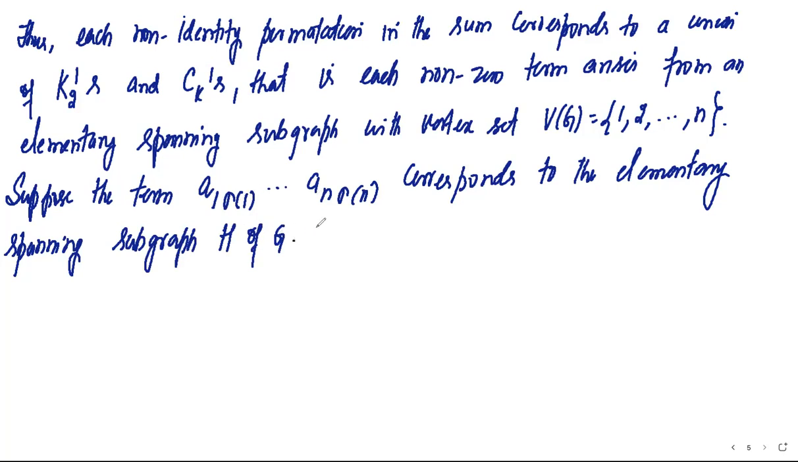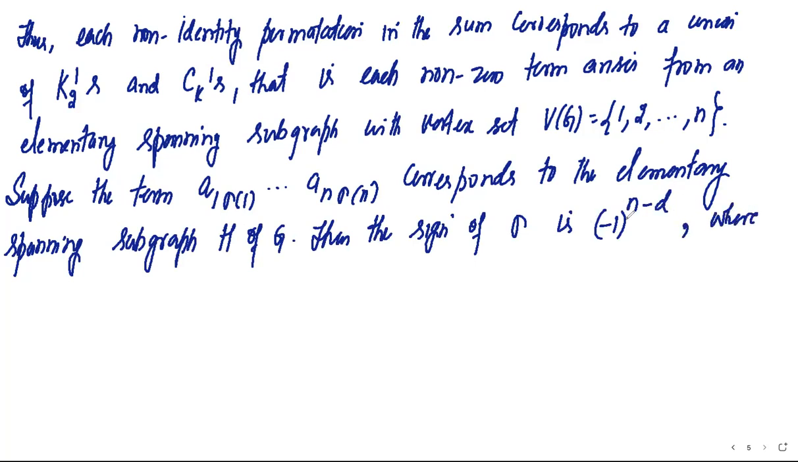Then the sign of sigma is minus one power n minus d. And this actually comes from the theory of symmetric groups. Now the sign of sigma in Sn is defined to be equal to minus one power n minus d, where d is the number of cycles, exactly, in the cycle decomposition of sigma.